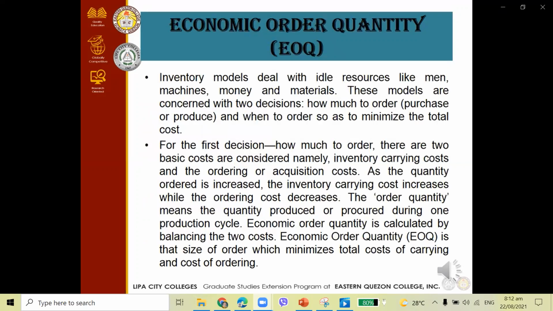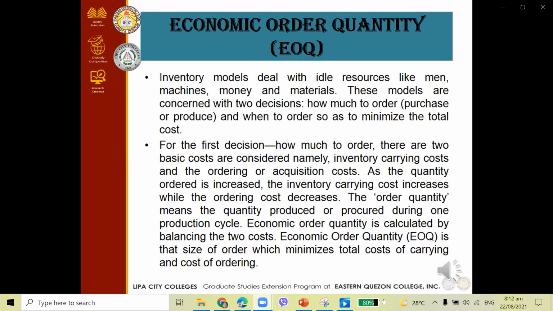We have our inventory model, or the economic order quantity, or the EOQ. Inventory models deal with idle resources like men, machines, money, and materials. These models are concerned with two decisions: how much to order or to purchase or produce, and when to order, so as to minimize the total cost.